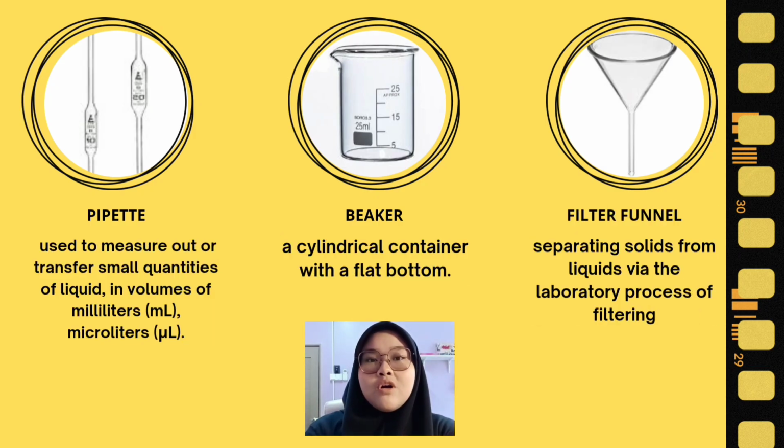Next is a glassware called pipette. Pipette is a laboratory instrument used to measure out or transfer small quantities of liquid in volume of milliliters or microliters. The next one is a beaker. Beaker is a cylindrical container with a flat bottom. The last one is a filter funnel. Filter funnel is used for separating solids from liquids via the laboratory process of filtering.